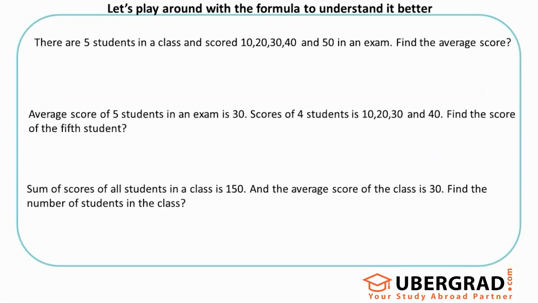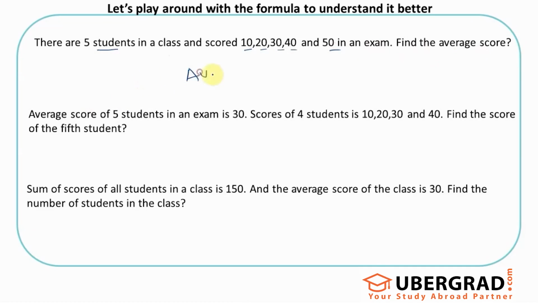So let's play around with that formula with some examples to give you an understanding of this. Let's say the question gives you information saying that there are 5 students in a class and each student scored 10, 20, 30, 40 and 50 respectively in an exam. The question is asking me to find the average score, which is what we did in the previous slide, right? So there are 5 students in the class.